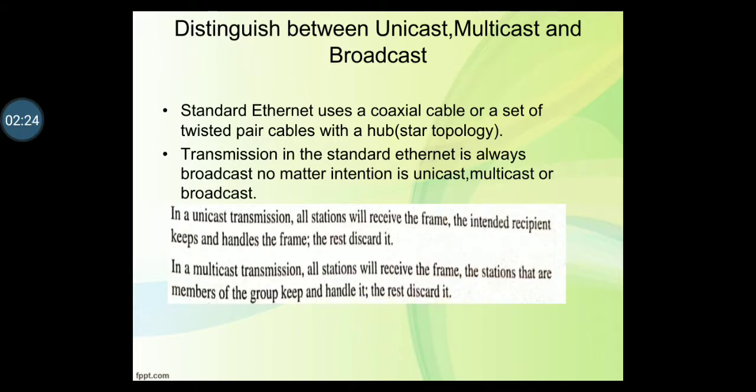If it is a broadcast transmission, all stations except the sender will receive the frame, and all stations except the sender keep and handle it. So this is about the distinction between them. Next we will go for the access method.